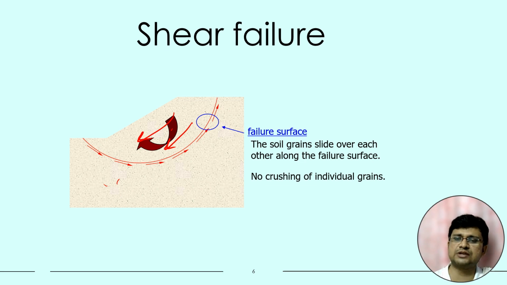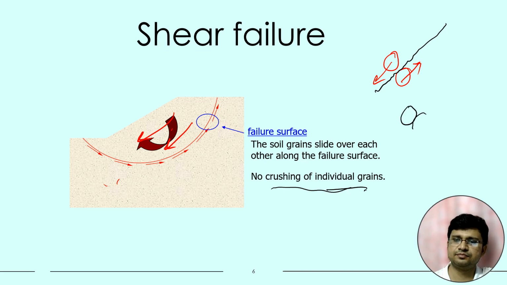The soil grains will slide over each other, and when they slide over each other, there will be failure, and this will be the failure plane. There is no crushing of the individual grain. The soil grain will be there, but one will slide over the other. Like a wheel, we can think that this soil grain will move in this direction, and this will move in the opposite direction. So there will be shear failure.